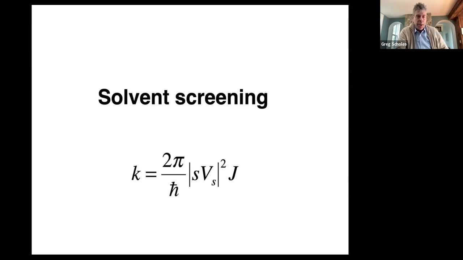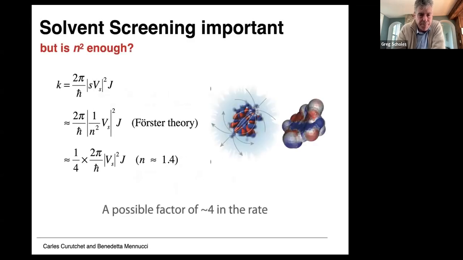In Förster theory, we put it out the front, and in the rate, it's one on refractive index to the power of 4. But it doesn't have to be that. That's, again, valid only in the dipole approximation. But it is telling us it's to do with the high-frequency dielectric constant that's screening here, not the static dielectric constant that you've been familiar with in charge transfer.